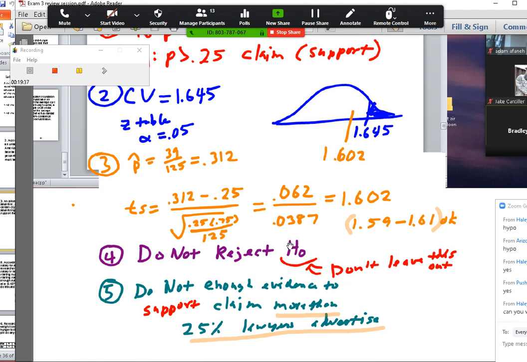Yes, you could write do not reject null hypothesis. You could write null instead of H naught. That's fine. But give me null hypo.